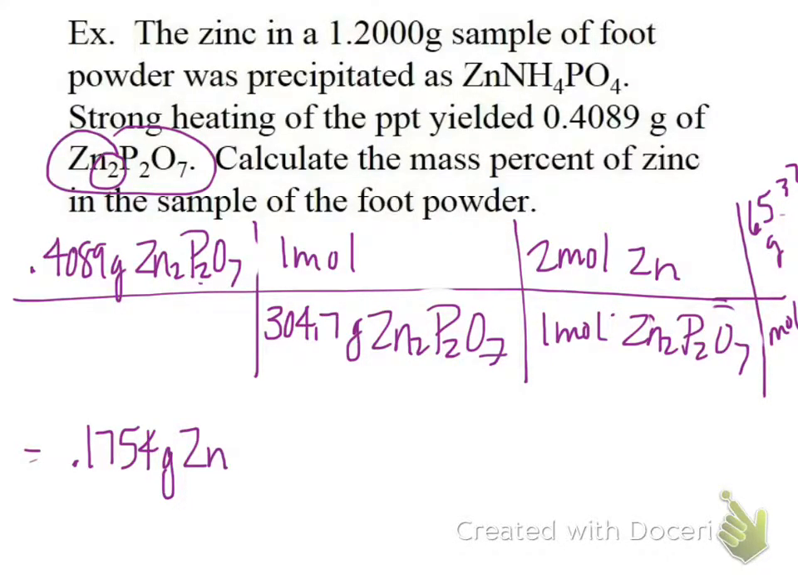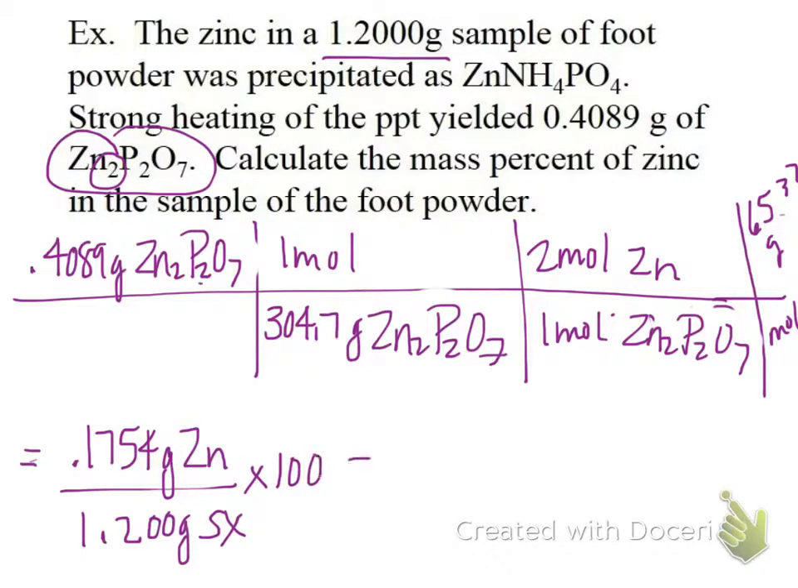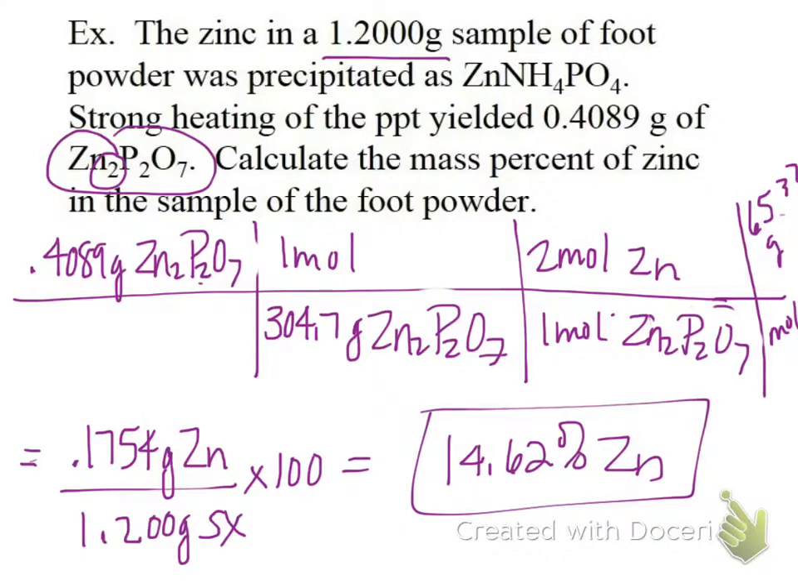All right, so that gives us that we would calculate to be 0.1754 grams of zinc. So if we divide by the total sample, we could get the mass percent, and then multiply by 100. So we should get 14.62% zinc in the sample of foot powder.